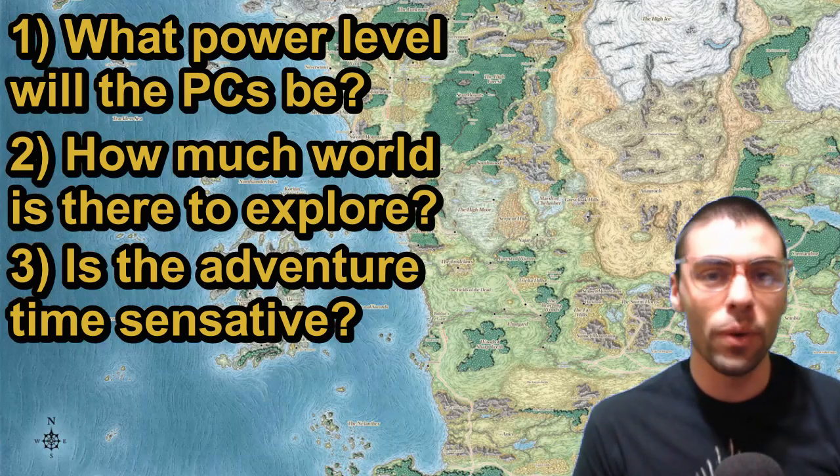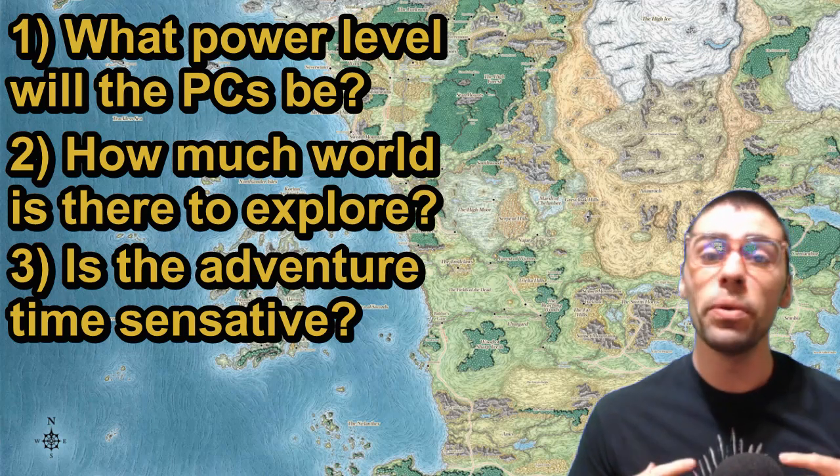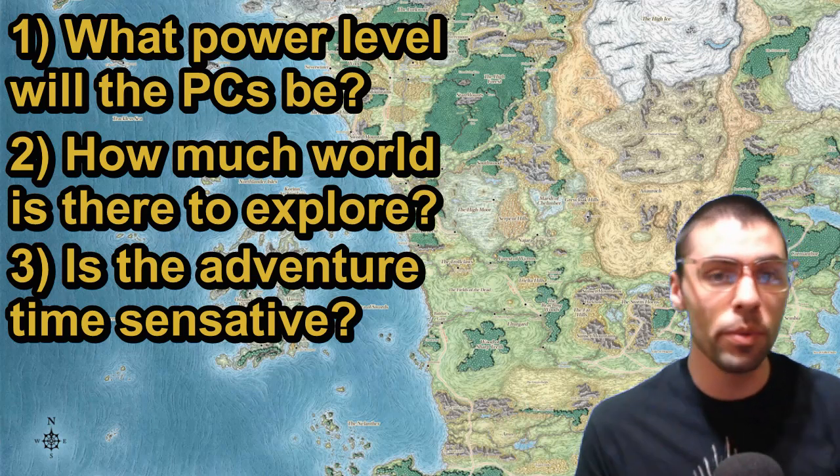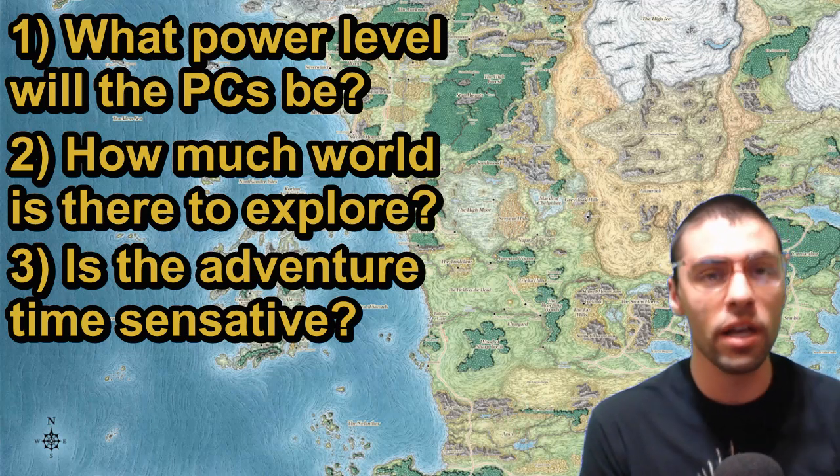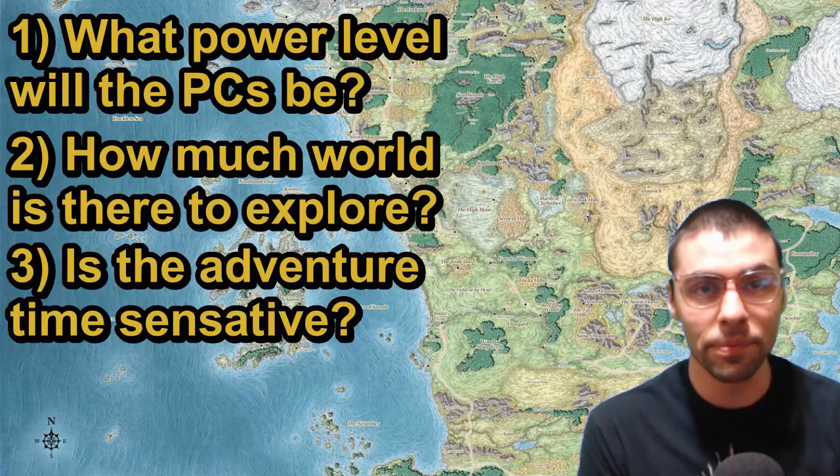But then, for example, we take Storm King's Thunder, and the scope and scale is massive. Our players are zooming around all over the place, going all over the continent, trying to figure out what's going on. Understanding the scope and scale of the adventure is going to greatly determine if our players are going to be interested in exploring this world and doing whatever it takes to fulfill the adventure.